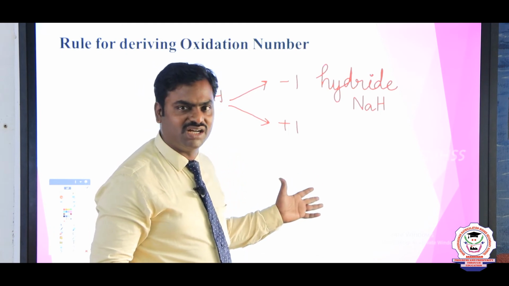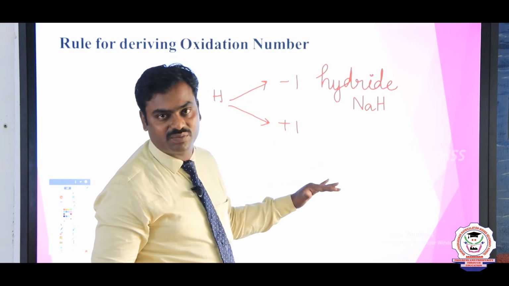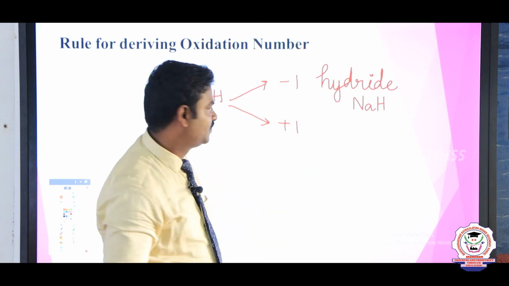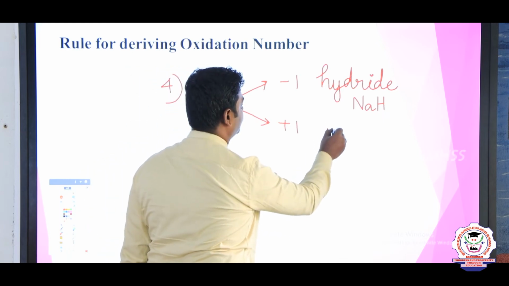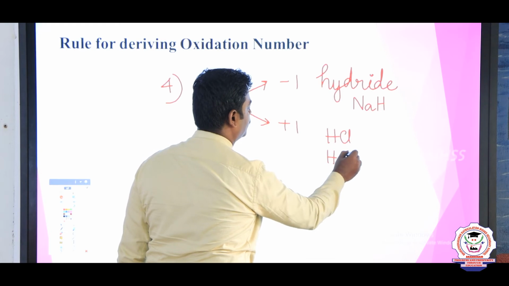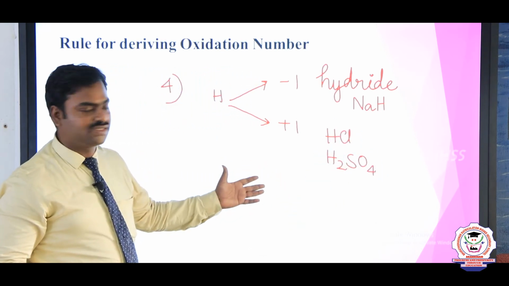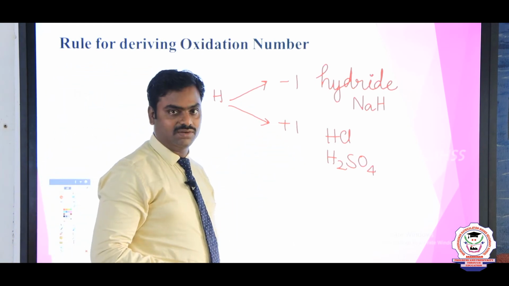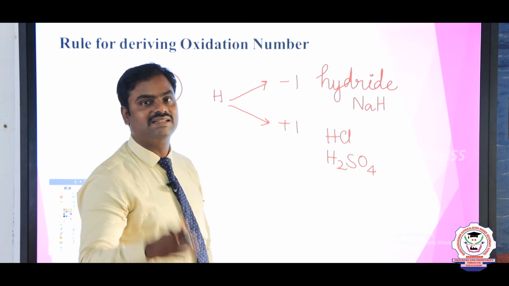What about +1 charge? Yes, it is also possible. When hydrogen makes a bond with a non-metal, it forms a positive +1 charge. I will give you an example, that is HCl, H2SO4. In these compounds, hydrogen is attached with the non-metal, so it carries +1 charge. So when you see hydrogen with a non-metal, you can easily find out the oxidation state as +1.